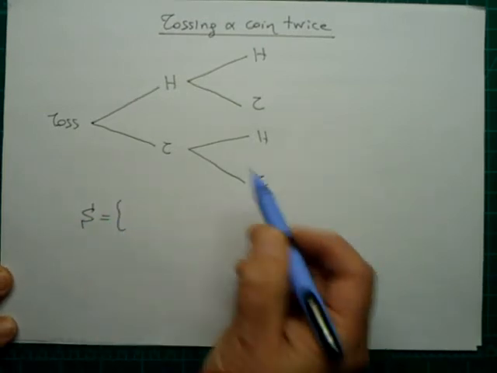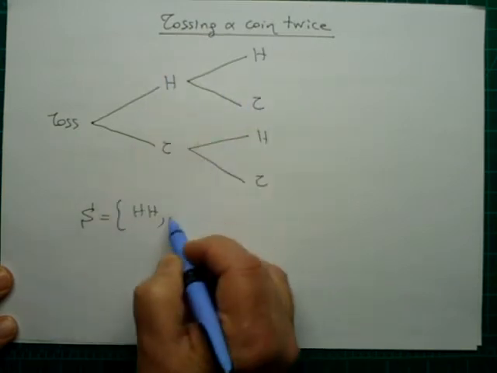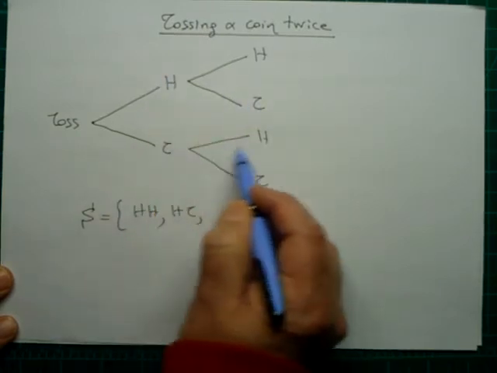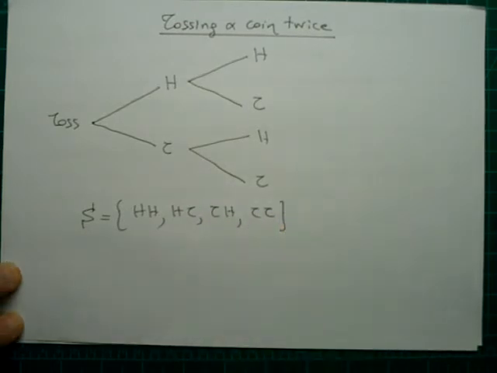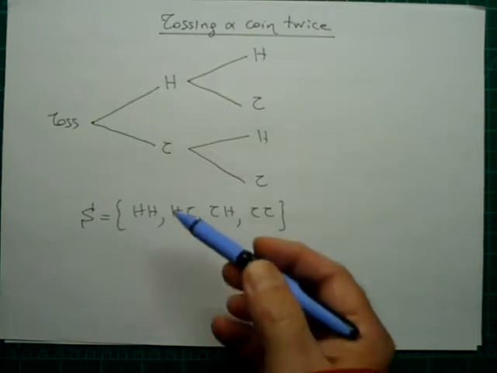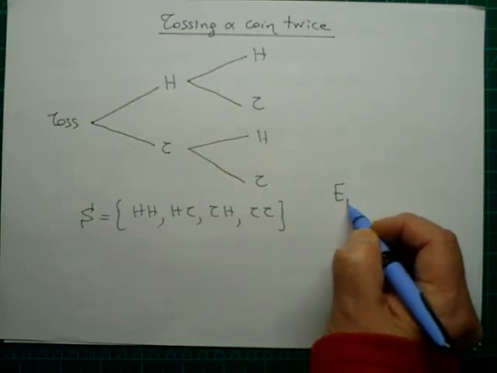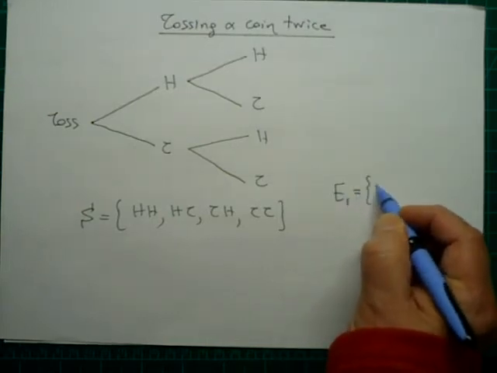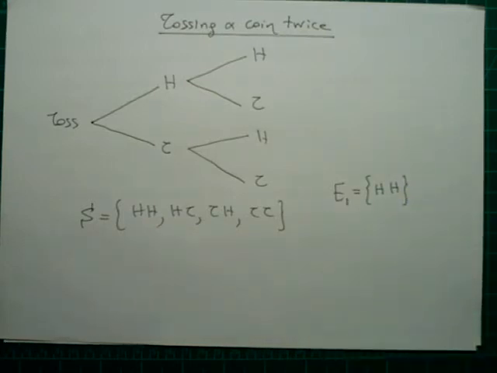It has four elements: HH, HT, TH, TT. Okay, one possible event could be the event E1, which contains one single element. This is a simple event.